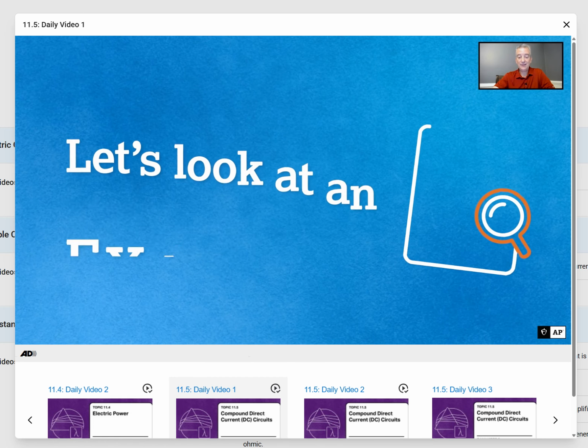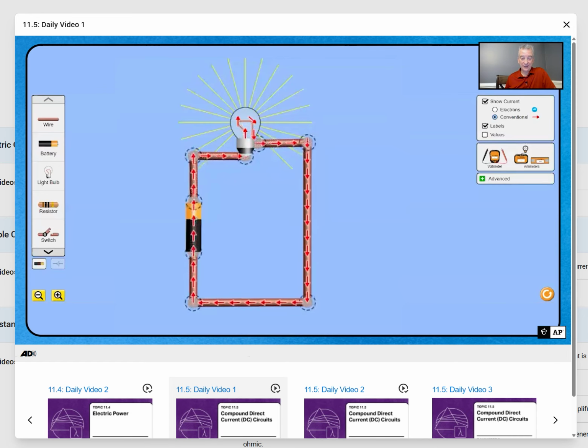So let's look at an example using the PhET simulation. As you can see in this circuit, we have one battery and one light bulb connected with a series of wires. The red arrows in this instance represent the conventional current moving through the circuit. Take note of the direction that the red arrows are moving in, as well as the rate at which they are moving. We will use this information later.